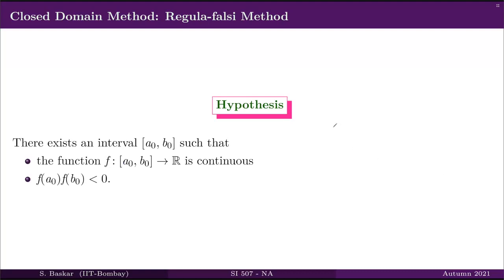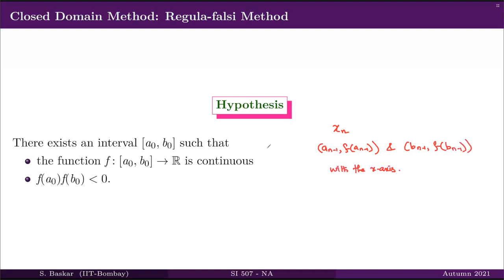Now the question is, how are we going to define xn? In the bisection method, we have chosen xn as the midpoint of the interval an minus 1, bn minus 1, whereas here we will be defining xn as the point of intersection of the line joining the points an minus 1, f of an minus 1, and bn minus 1, f of bn minus 1, with the x-axis, right?